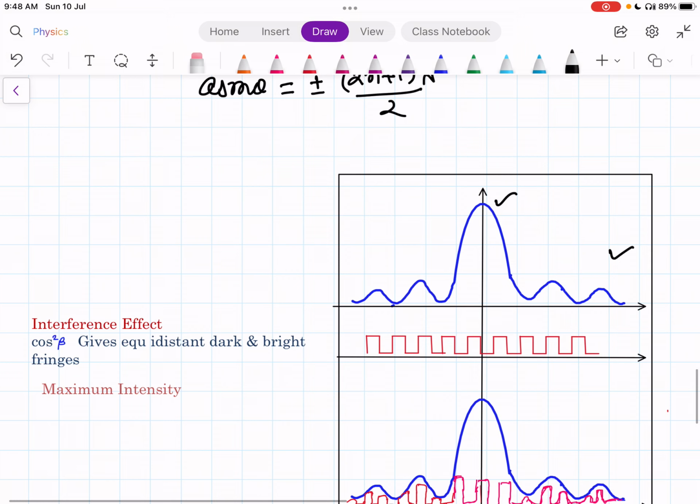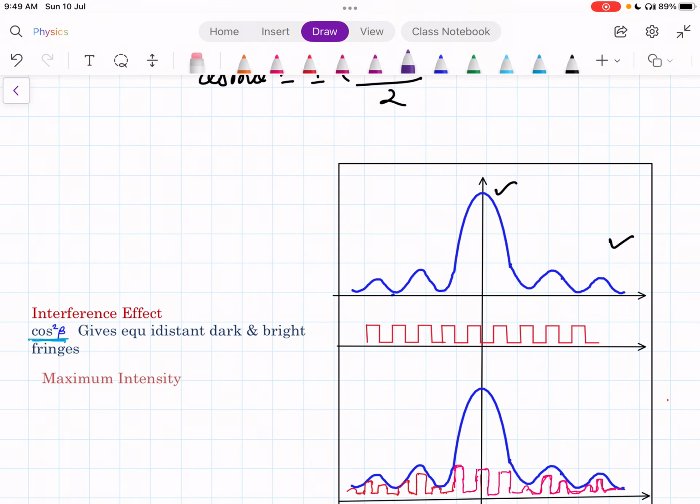Then there is an interference effect. Now the interference term is cos square beta. This is the interference term, and it gives equidistant dark and bright fringes because it is an interference. In interference, we get equidistant dark and bright fringes.